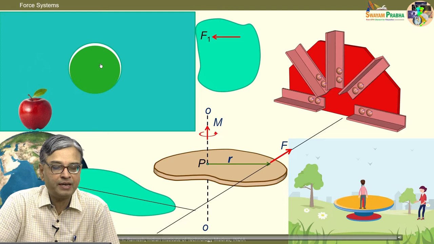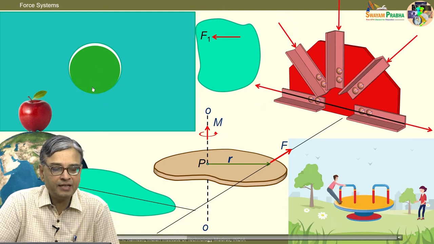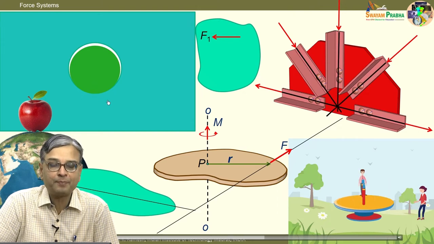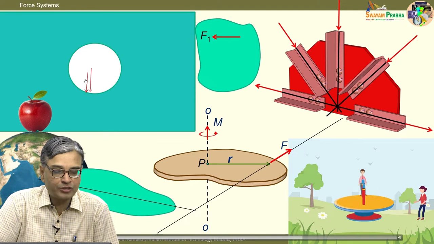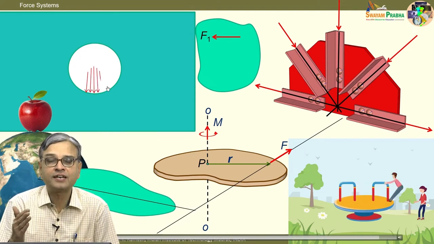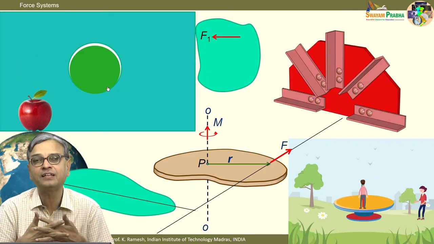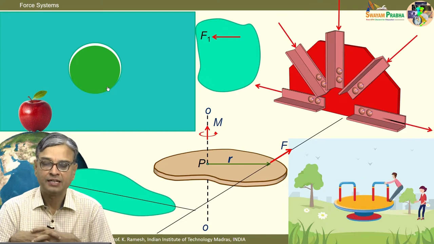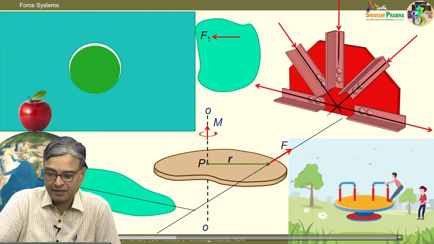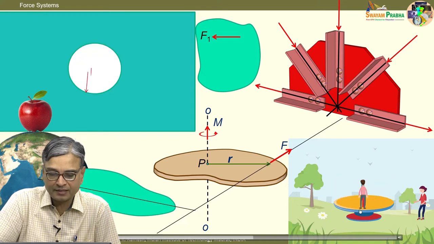When I have a pin and a hole contact, we replace it by a concentrated force, and if you really look at what happens, you have a distribution. Rigid body is an idealization, concentrated force is also an idealization, goes hand in hand with rigid body idealization. Then we have also looked at body force you have from a rotating platform like this.